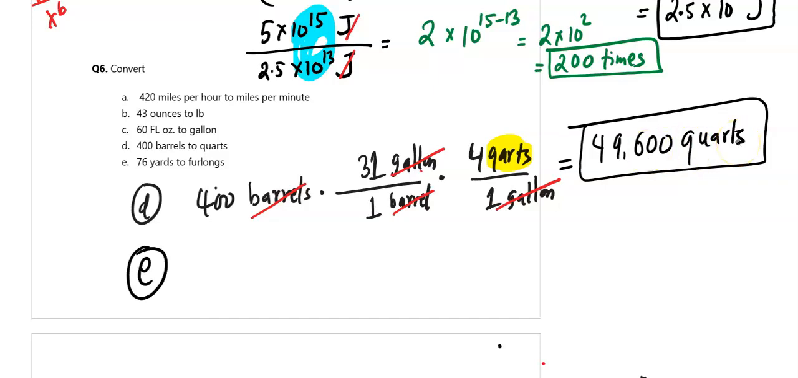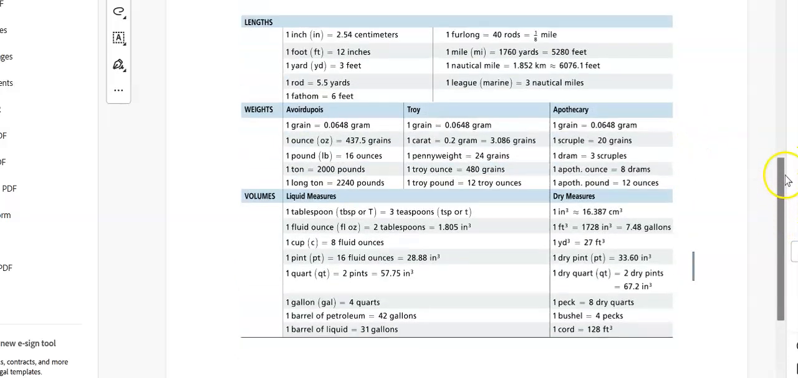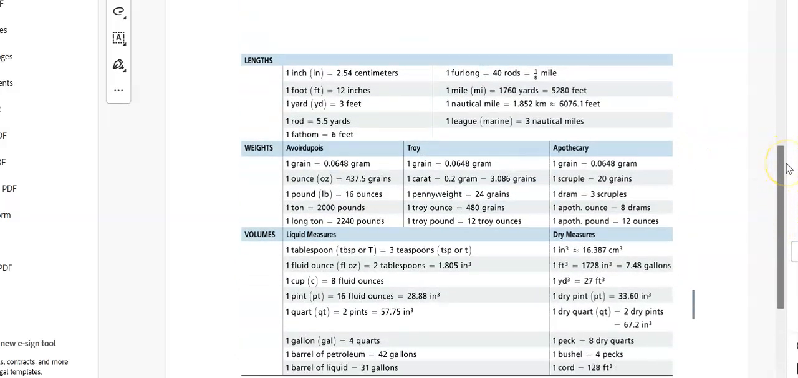Okay, part E. You got to change yards to furlongs. 76 yards to furlongs. And again, you go back to the table and see furlongs. What is the furlong? And do you have an equation that has furlong and yards? Let's see. Furlong. What is furlong here? This is a length, by the way. 1 furlong equals 40 rods equals 1/8 mile.